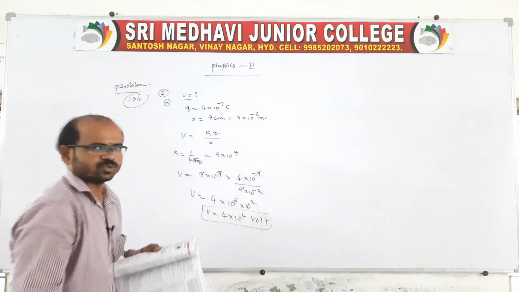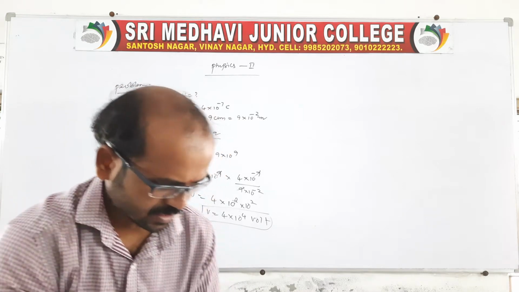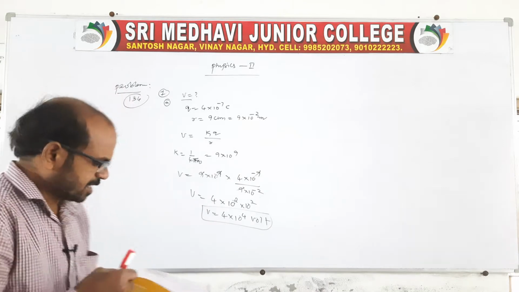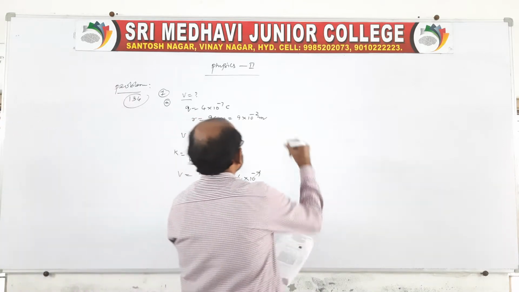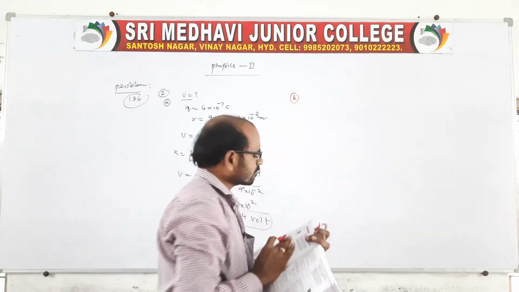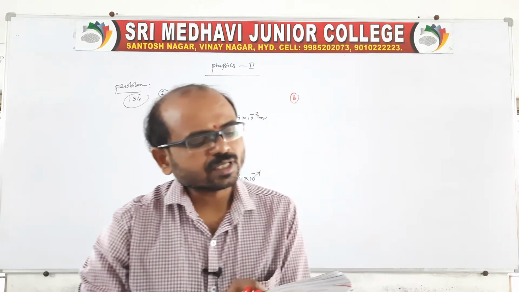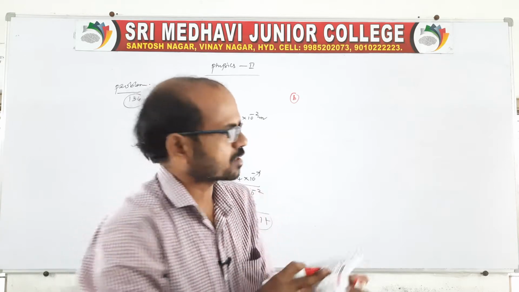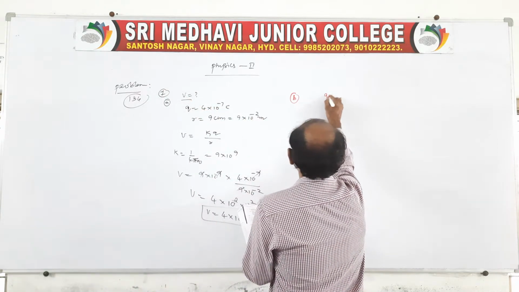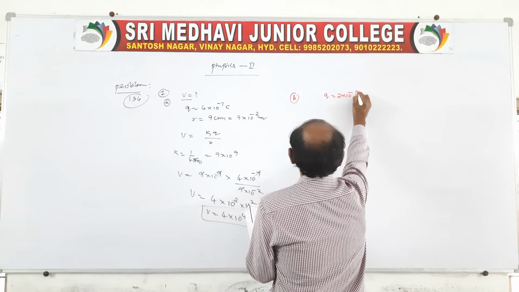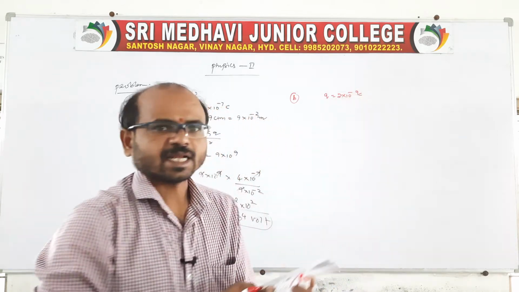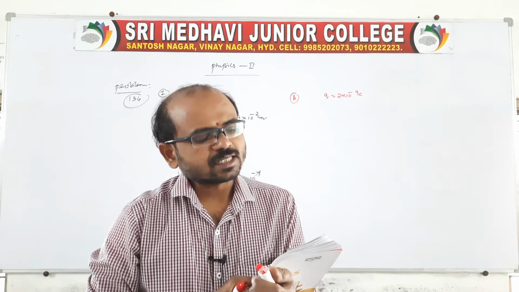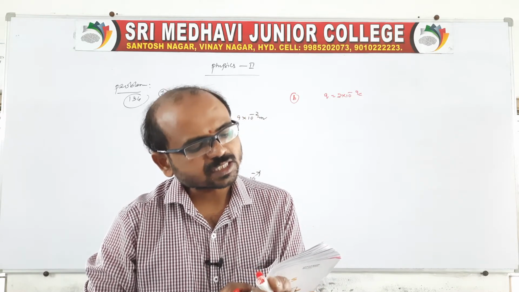This is the method to do the problem. Simple, right? Now take the next problem, part B. In this first problem, look at part B: obtain the work done in bringing a charge of 2 into 10 power minus 9 coulomb, where 9 is nothing but nano, from infinity to the point P. Does the answer depend on the path along which the charge is brought?